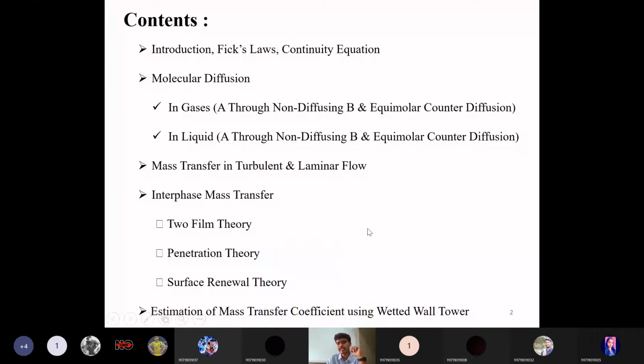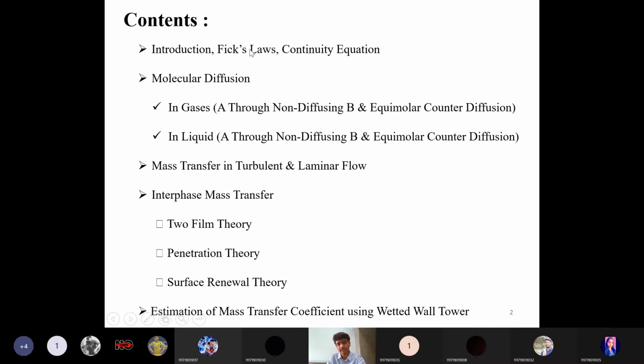So what are the contents in this Unit 1? Generally I will introduce what diffusion is. Next, the governing law for mass transfer is Fick's law. You might have seen in fluid mechanics Newton's law of viscosity: tau is directly proportional to du by dy or du by dx. Stress is directly proportional to strain, in which the proportionality constant is viscosity. Similarly here, Fick's first law of diffusion will be there.